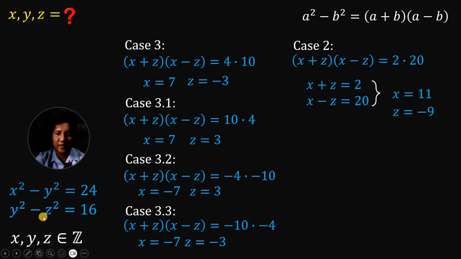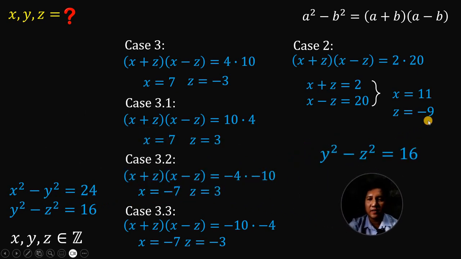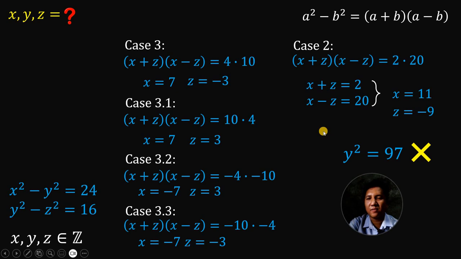But take note, if we use this equation, y squared minus z squared equals 16, and if we let z equal negative 9, so we have y squared minus negative 9 squared equals 16. Negative 9 squared is definitely equal to 81. And now, if we add 81 on both sides, we get that the value of y squared must be equal to 16 plus 81. And 16 plus 81 is equal to 97. And 97 is not a perfect square. So, in this case, we don't get an integer value for y. Of course, y and z here are not also integers. Therefore, case number 2 is not possible.